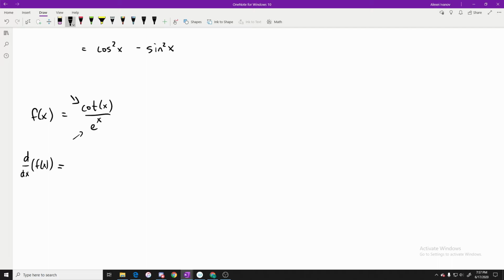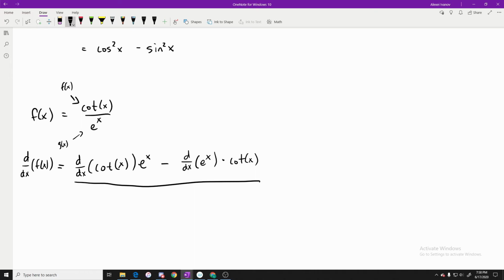So if we're asked for the derivative of f of x, this would equal, first we are going to take the derivative of the numerator, which is cotangent, and then we're going to multiply this by g of x, which in this case is here. So this would be g of x, and then this would be f of x. I keep referring to them as f of x and g of x because that's how I referred to them back in my product and quotient rule video, but I'm sure you get the point. And then we are going to take the derivative of the denominator, which is e to the x, and multiply this by cotangent of x. And let's not forget to square the denominator.